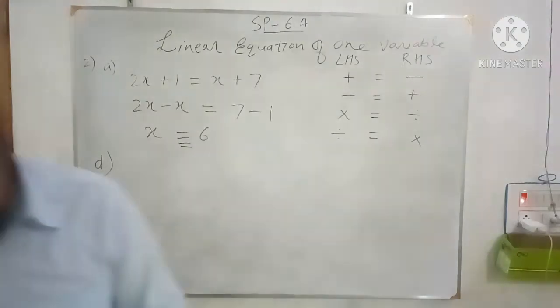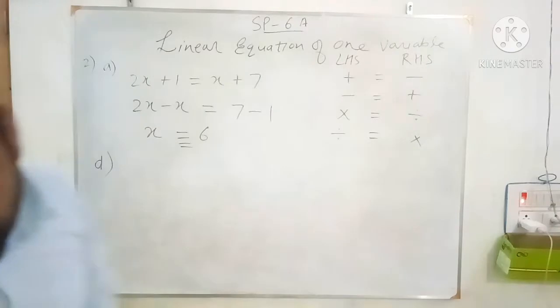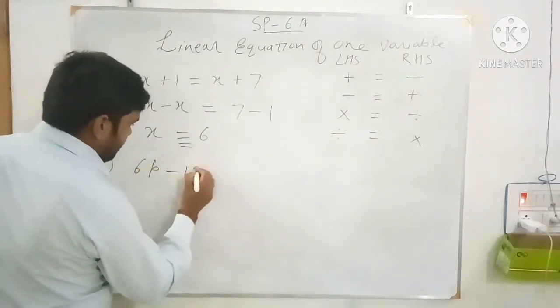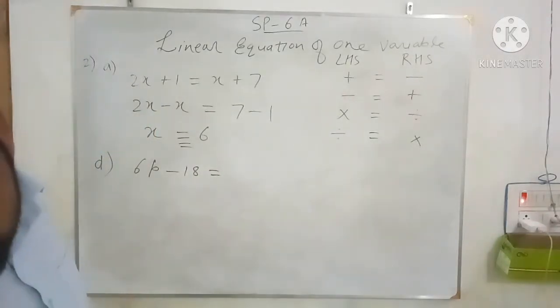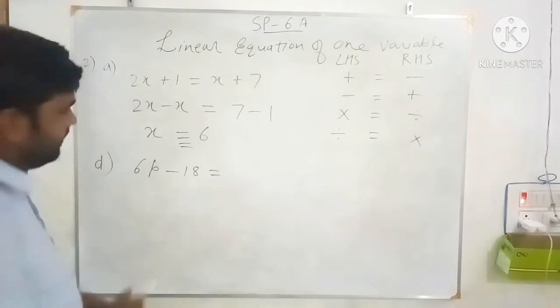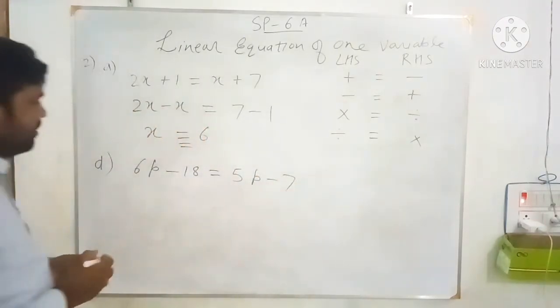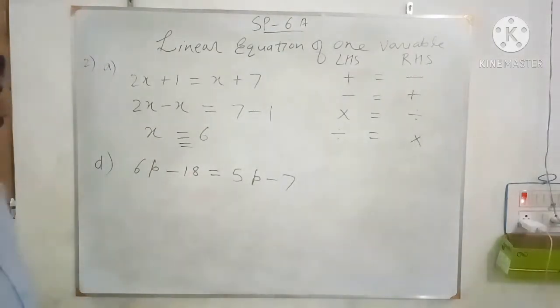2D. The equation is 6p minus 18 equals 5p minus 7. Similarly here also, this is a linear equation in variable p and the degree is 1.